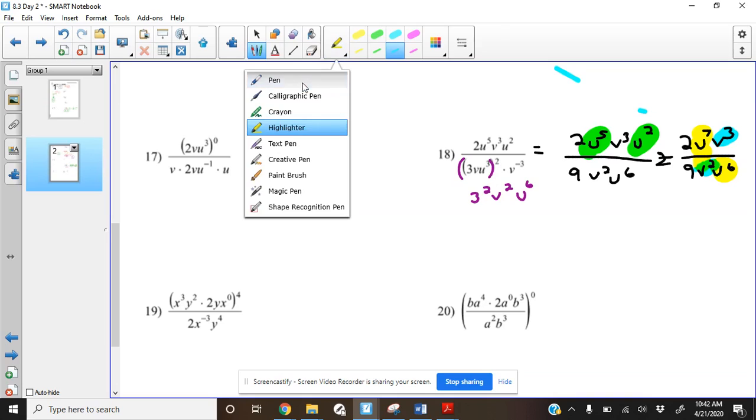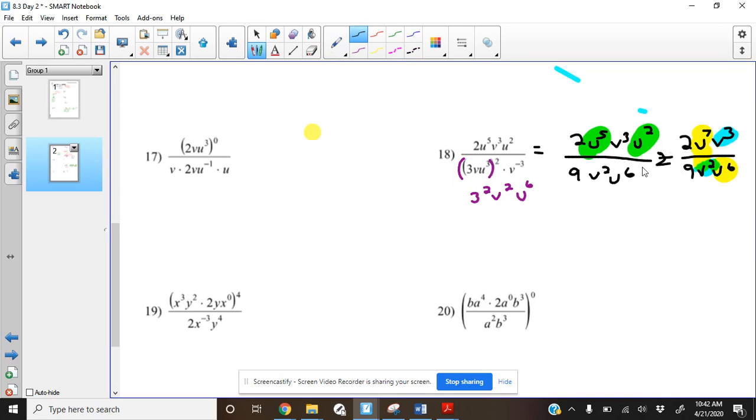So remember, when you are dividing, you subtract your exponents. So I still have 2 over 9. Now I have u to the 7 over u to the 6. We know we have to subtract them. You have 1 left over when you do that. And where is it left over? In the numerator, there's more. So the u is left over in the numerator. And then for the v's, v to the 3rd, v to the 2nd, subtract them, you have v to the 1. And there are more left over in the numerator for that one as well. So that becomes 2uv over 9.